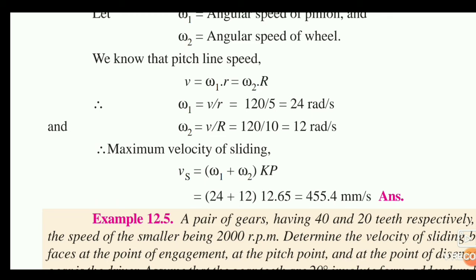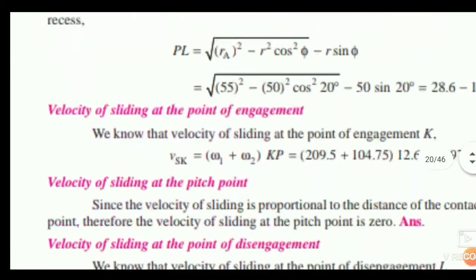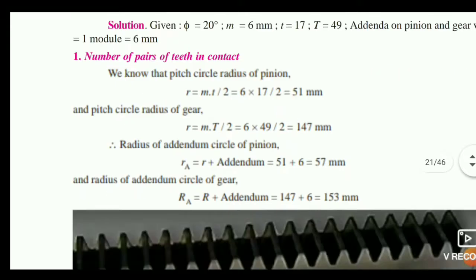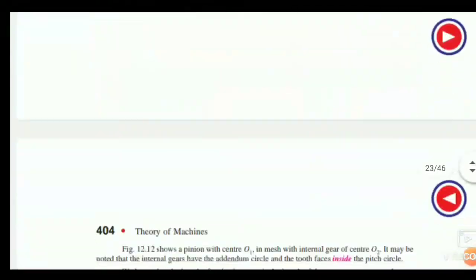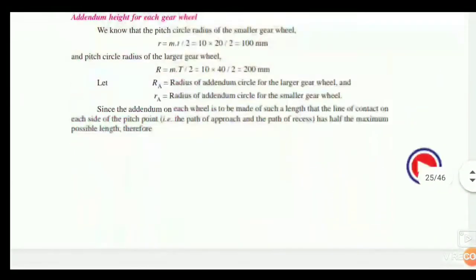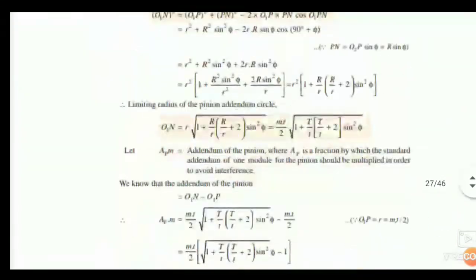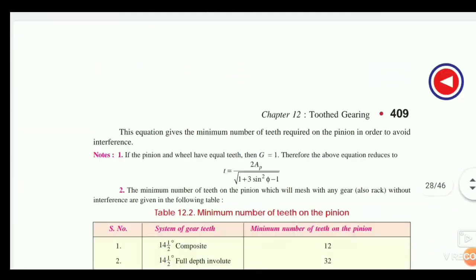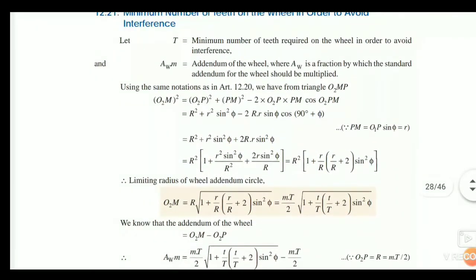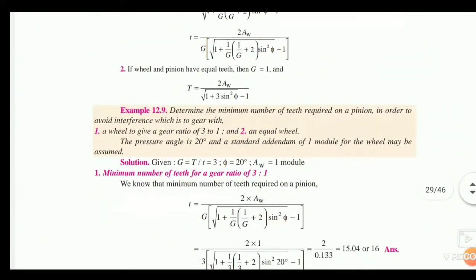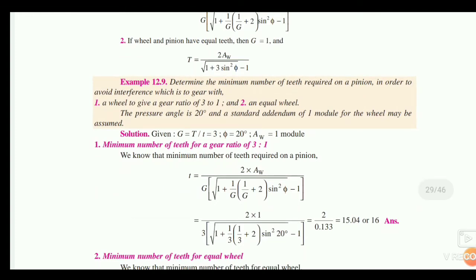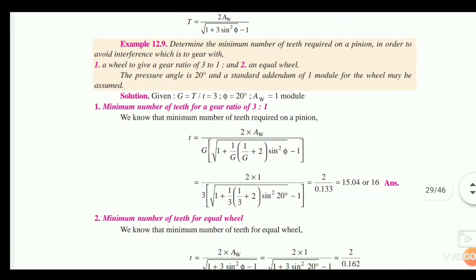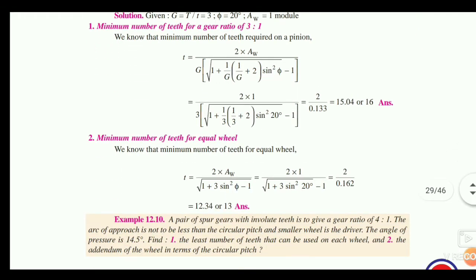If you mainly study these two types, you can attempt almost all the questions which come under this section. I'm not explaining all the other problems in detail, as most of them will be similar to this problem. Now we'll directly go to another type of problem which comes under this part, the minimum number of teeth required to avoid interference. That one question I will explain here, then the remaining questions you can do by yourself. If you have any doubt, you can contact me anytime.